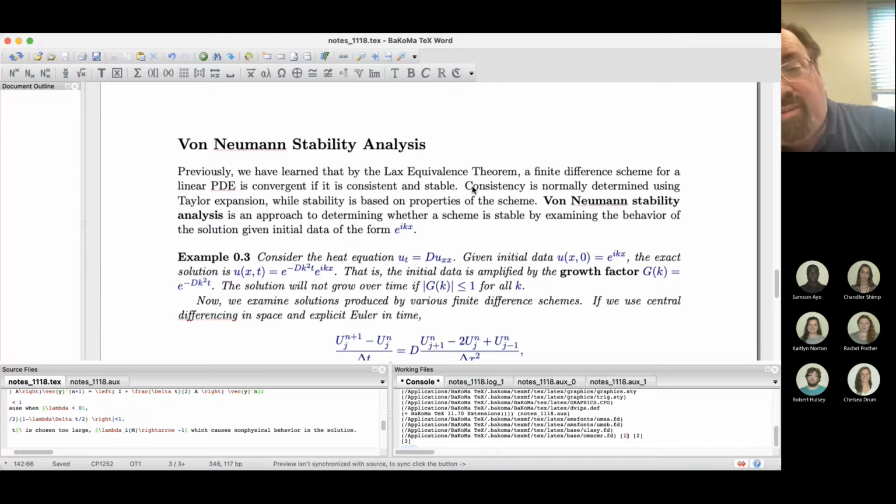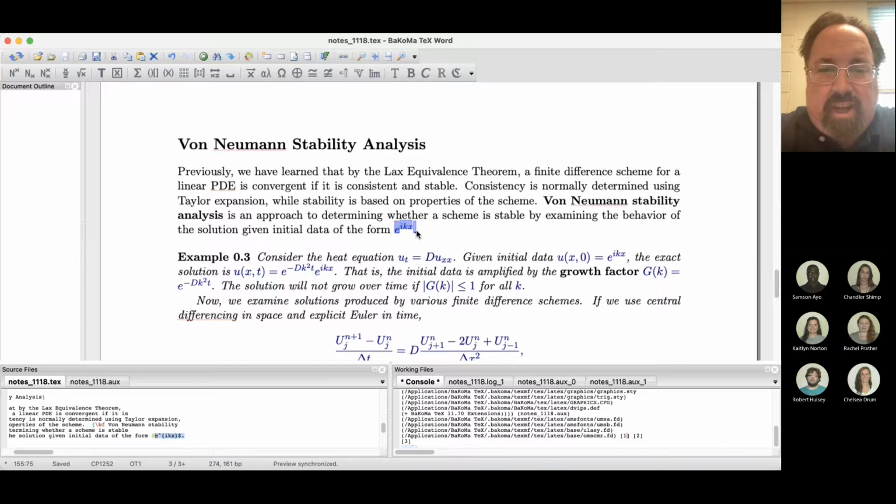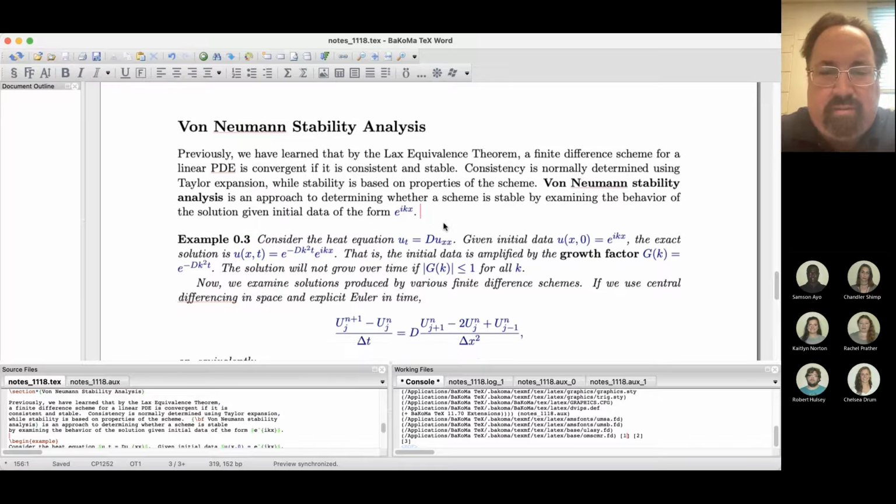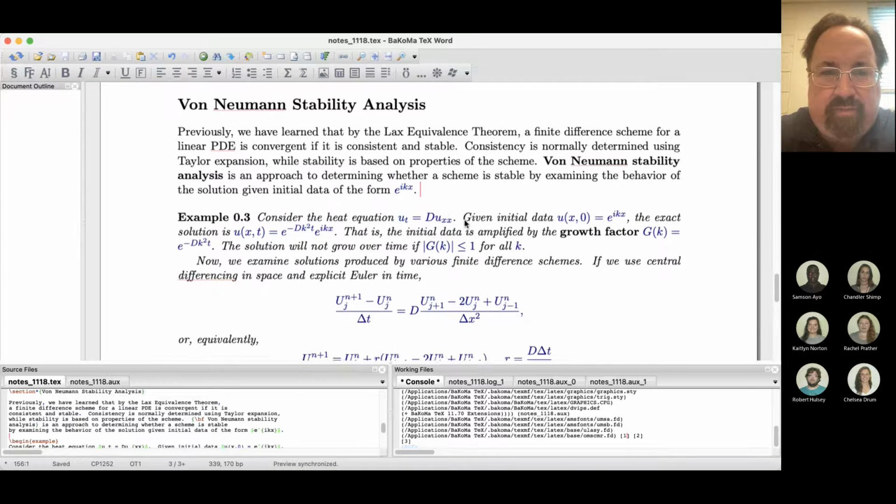Here I show you another way of checking stability by assuming that the initial data has this form, e to the ikx, so basically a wave from a Fourier series. So substituting it into a PDE and seeing how the solution at the new time either grows or shrinks from the solution at the previous time. So I'll show you how this works.